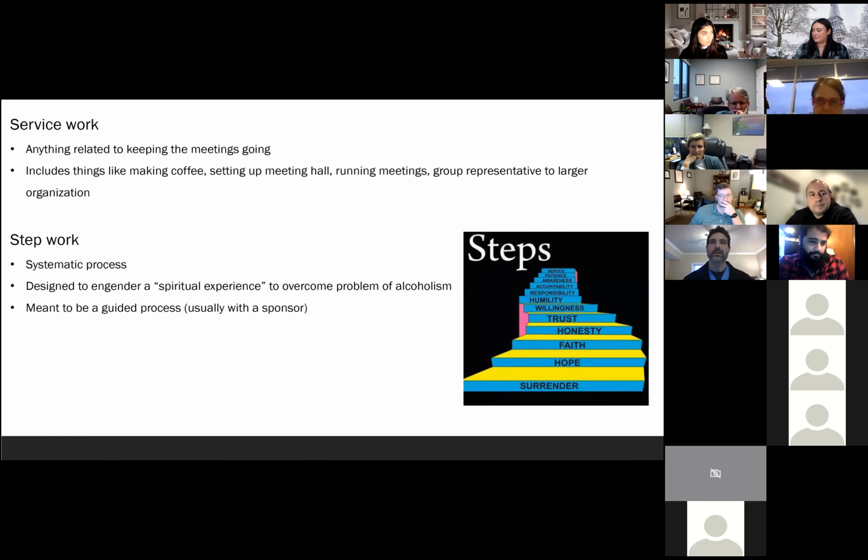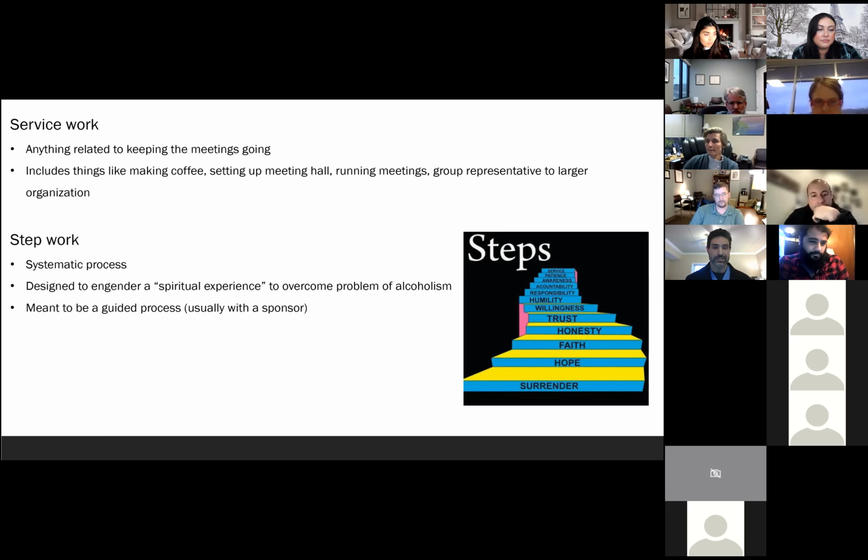Service work is another big part of 12-step programs. So service is basically anything that helps keep the meetings going, right? Things that are considered doing service are like coming early to a meeting, setting it up, making coffee, greeting people at the door, running the meetings, cleaning up afterwards, representing your group to a larger organization within the 12-step program. And there are some other things that people do for service.